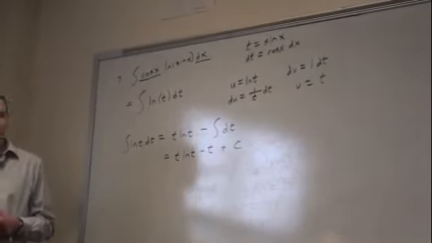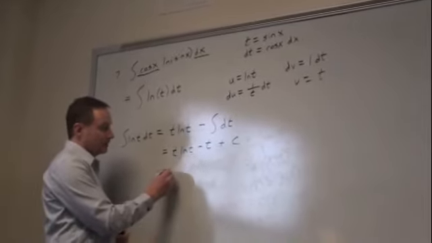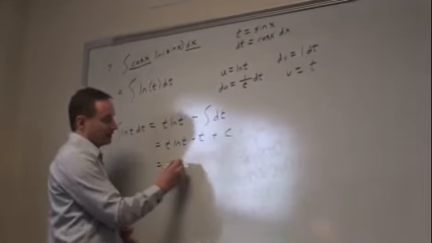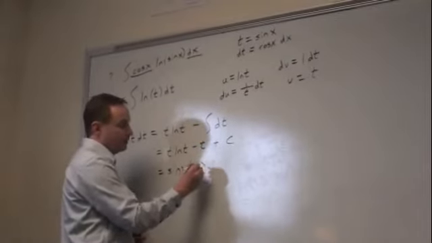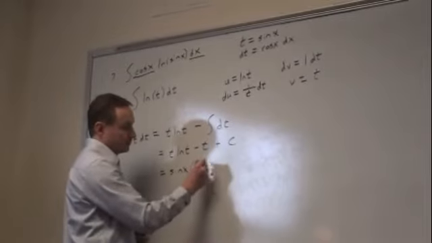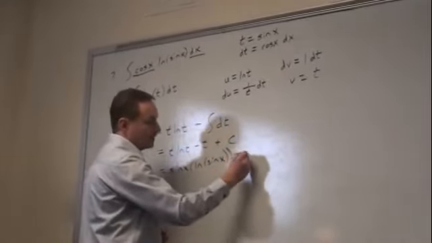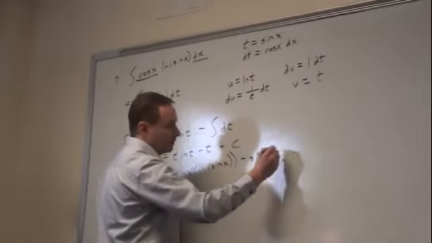Now it's just go back and substitute sine of x for t. So your answer is the sine of x times the natural log of the sine of x minus the sine of x plus c.